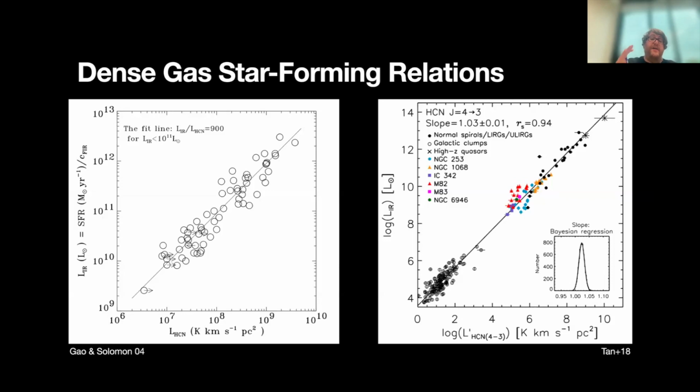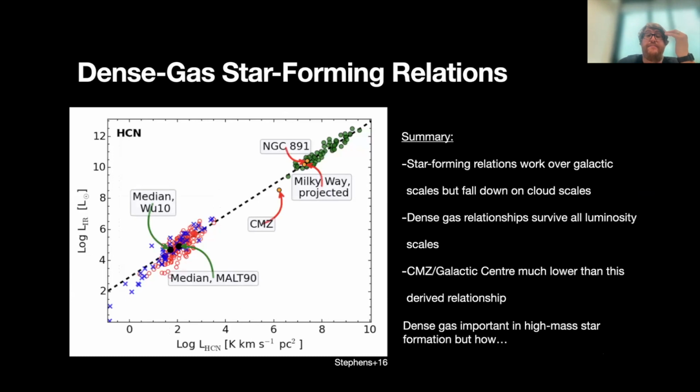And in actual fact, there's an even more extended version of this plot where you look at individual young stars. And this relationship remains straight over 10, 12 orders of magnitude of luminosity, using the dense gas versus the infrared luminosity, which is telling us something about what is regulating the star formation efficiency and the star formation rate, and it's the dense gas. The dense gas is clearly important in the process, and it kind of brings to the second summary that I've gone for, which is star formation relations work on whole galaxies, but fall down on cloud scales. But this dense gas relationship survives all scales.